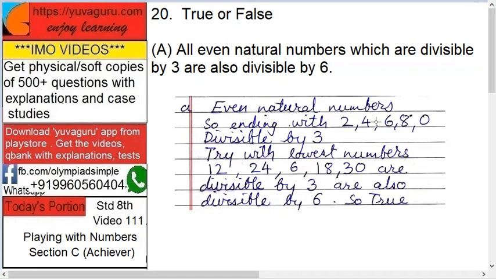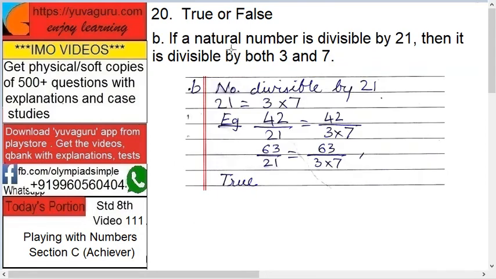Right? Now divisible by 3 we want. So which one? Try with the lowest numbers. Which numbers? 12, 24, then what? 6, 18, 30 are divisible by 3 and are also divisible by 6. So the answer is true. You can check any number which fits this criteria. So it will be definitely divisible by 6 also.